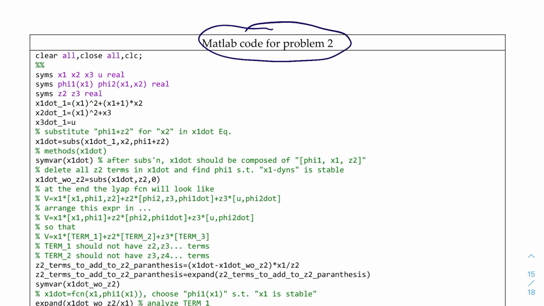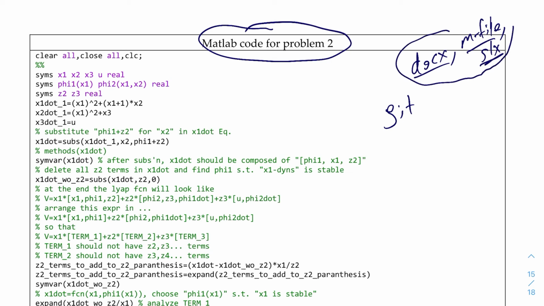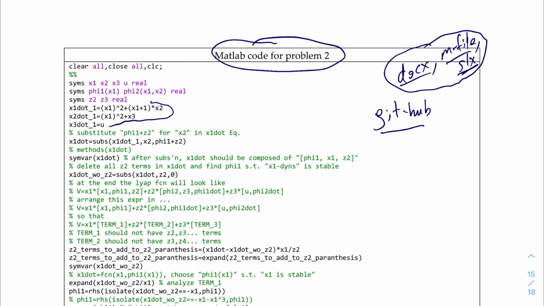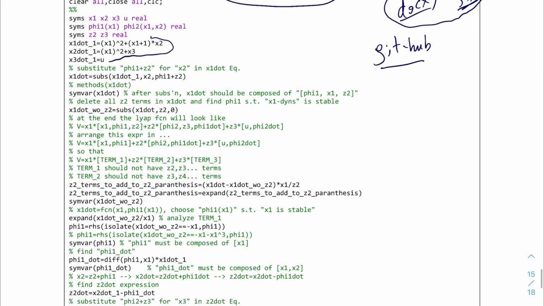So this is MATLAB code, and you can find this docx document, an m file, and also the slx Simulink file. You can find these three documents on my GitHub page. The link is in the description. And we only change, I guess, the dynamics.